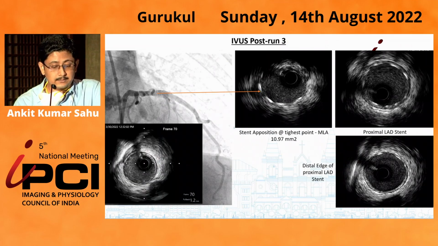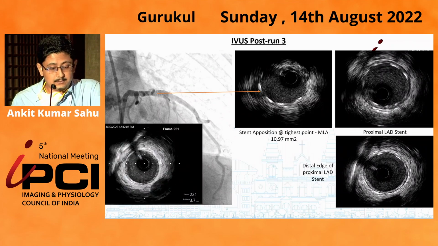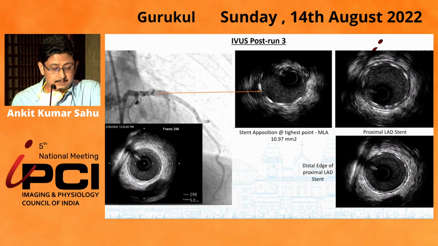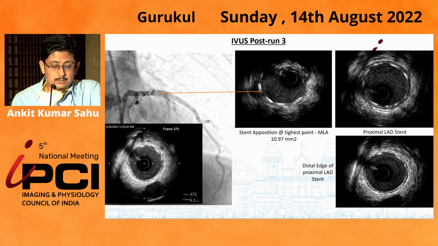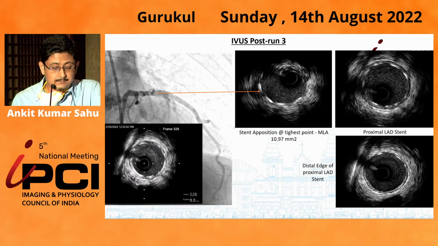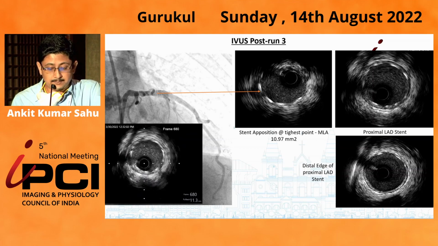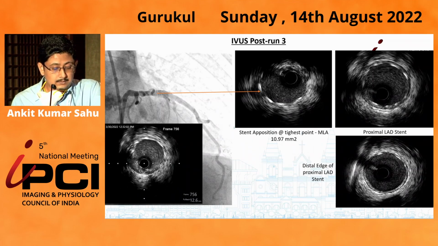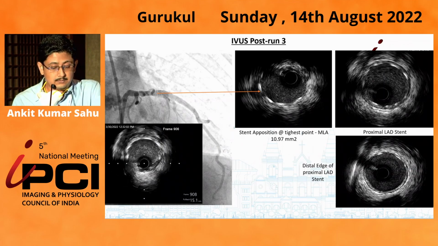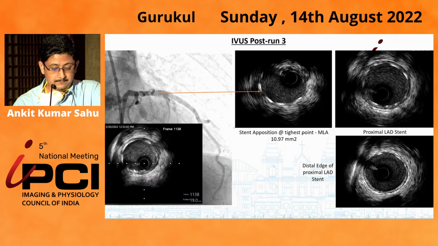This was then a re-POT was done to address the malapposition in the left main, and then the final IVUS after re-POT was again taken from the LAD, which showed good expansion at the ostium of the LAD, which was the tightest point, achieving an MLA of 10.9 at that point. The proximal LAD was good, well expanded, and also the left main stent malapposition was addressed. The ostium of the left main was, however, left, and it didn't show any further deterioration.